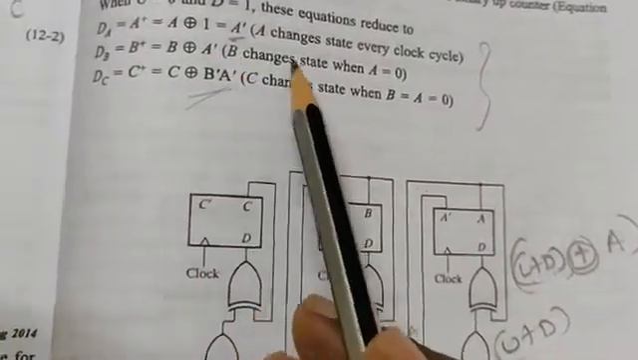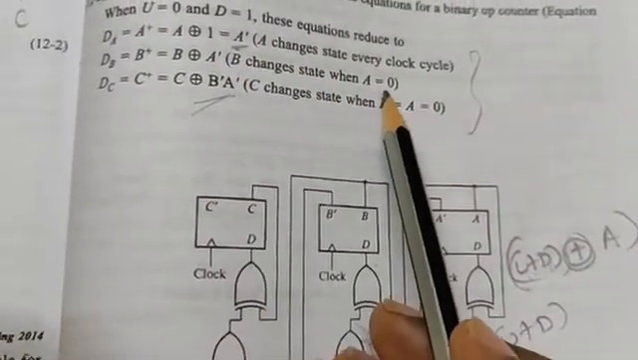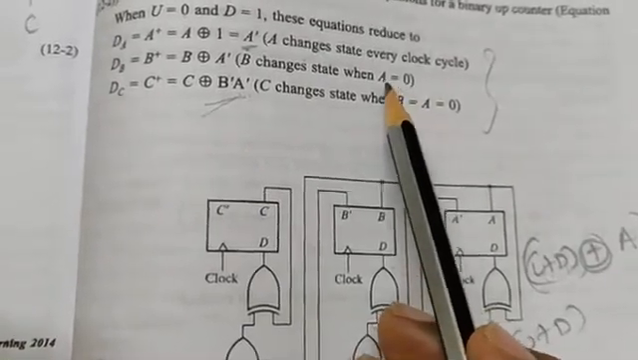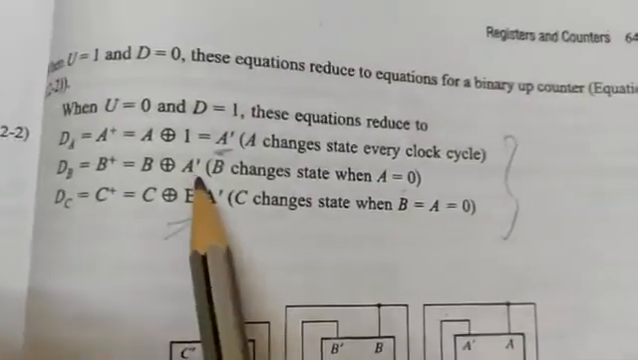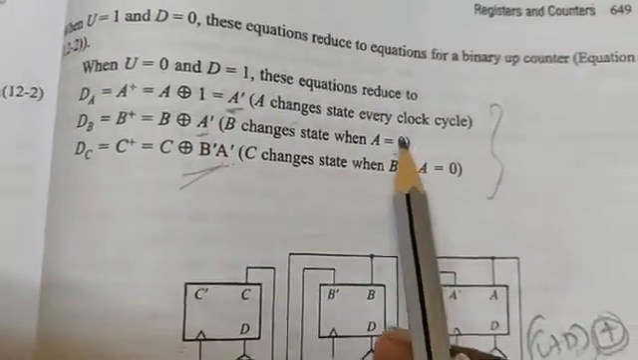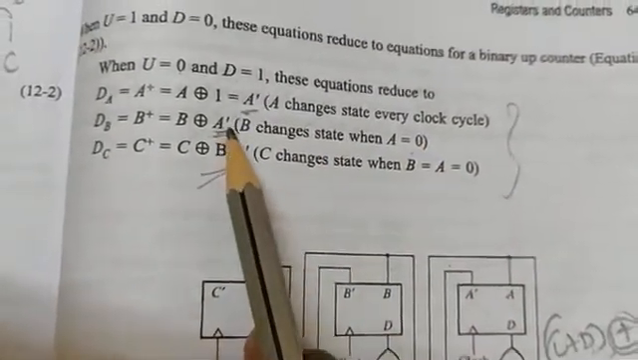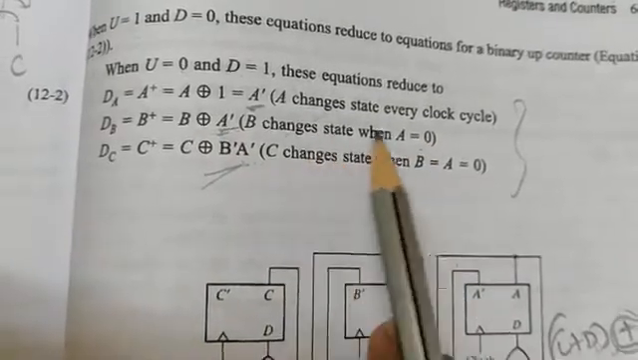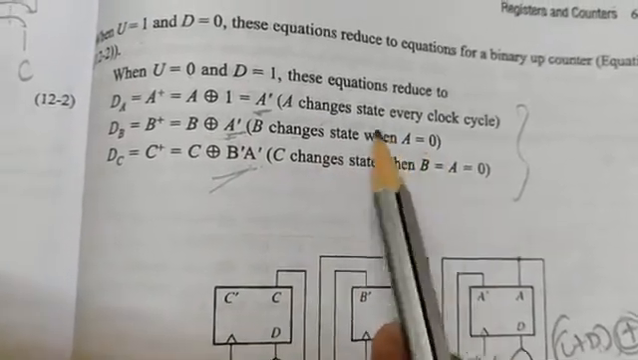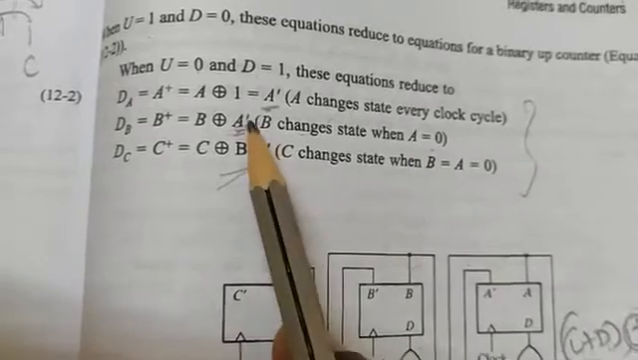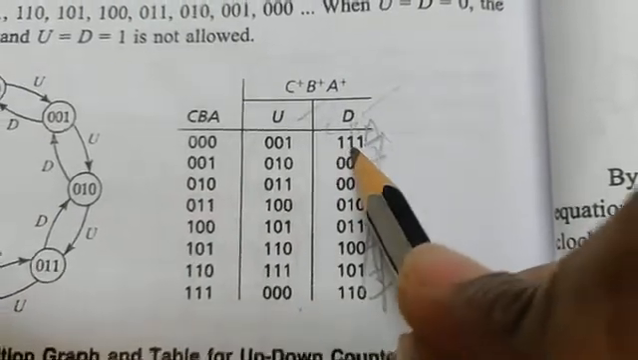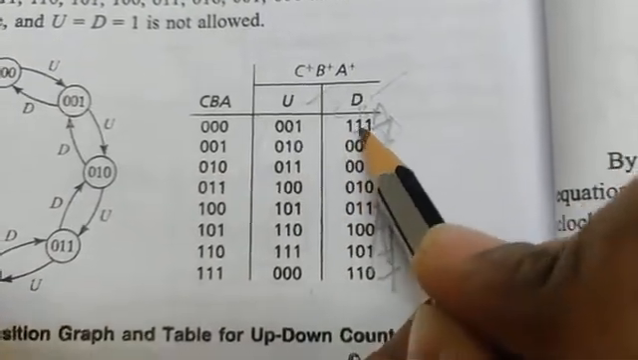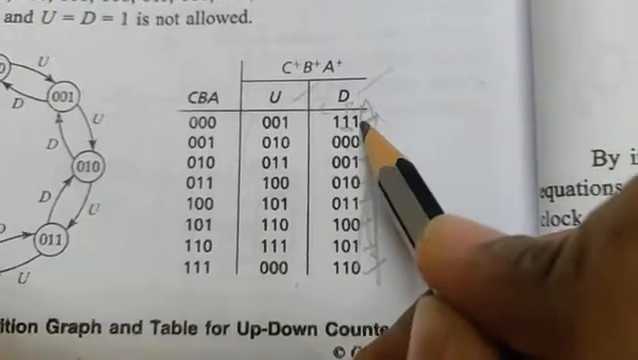Next, B changes its state when A is equal to 0. Here it is A bar. A equal to 0 means A bar is 1. So B will change whenever A bar is equal to 1. Look here, B is 1. B is changing from 1 to 0, meaning A is 1 here.